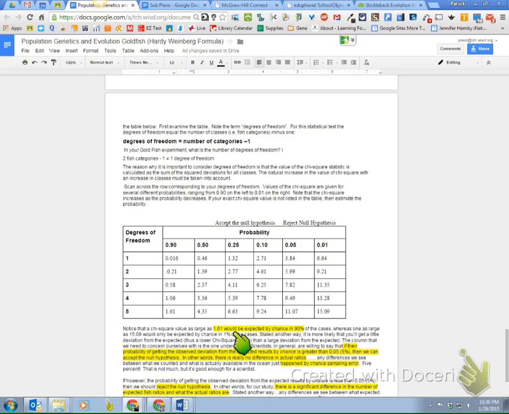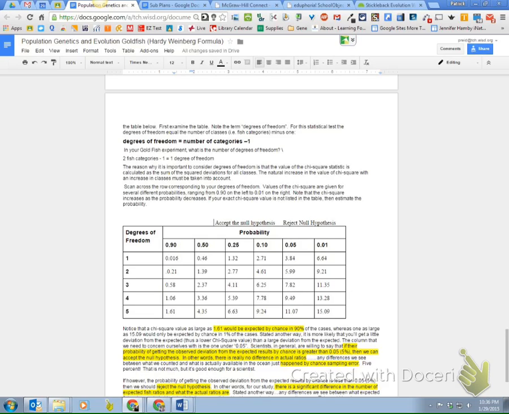But if it's a large number, like 15.09, you have to go all the way over here and say, okay, there's less than a 1% chance. There's a less than 1% probability that the difference between the two is due to just random chance. It's because something's going on, some mutation, some kind of evolution. And so again, you notice that it's a 5% difference, and that's where we sit.